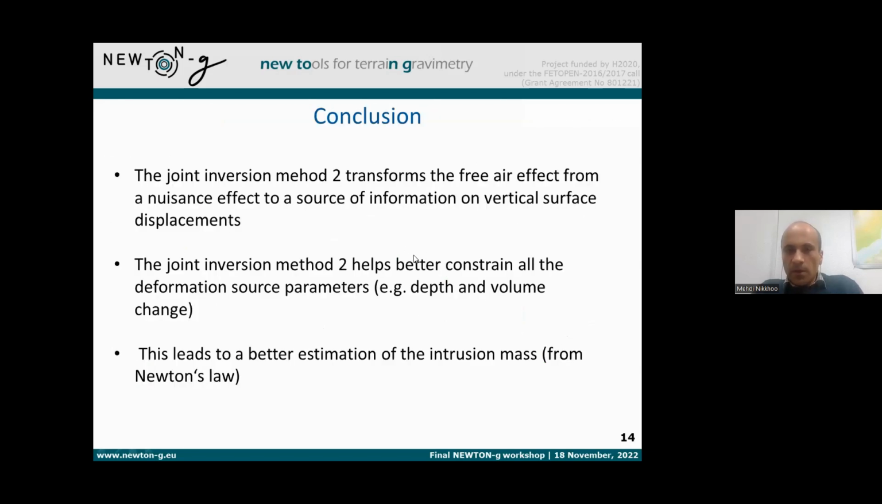And here are the conclusions. I just leave them like this.